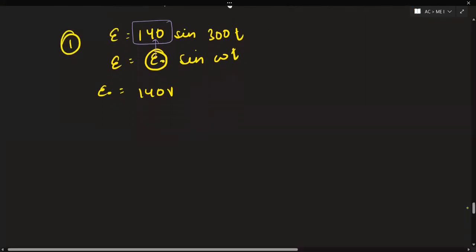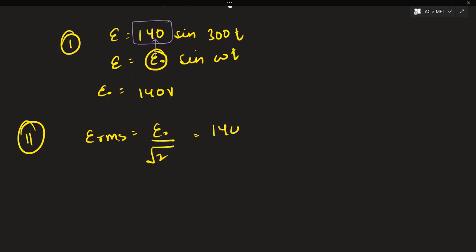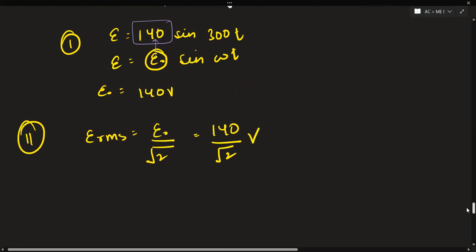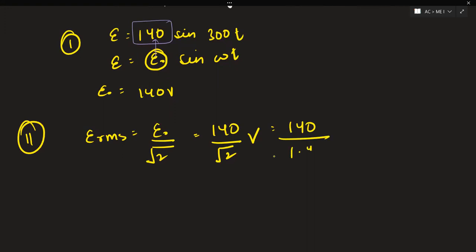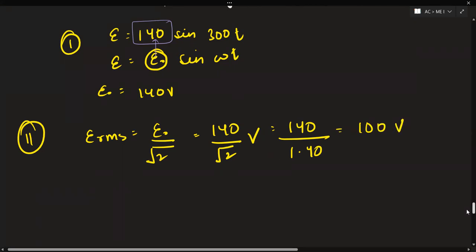if this is the answer of the first part, for the second part, see, E RMS will be what? E RMS will simply be E naught divided by root 2. So E naught is 140 divided by root 2, this much volts. This will be the answer for it. You can put 140 by 1.41 for the answer also. So that will give you around 100 volts. Approximately, this will be around 100 volts.